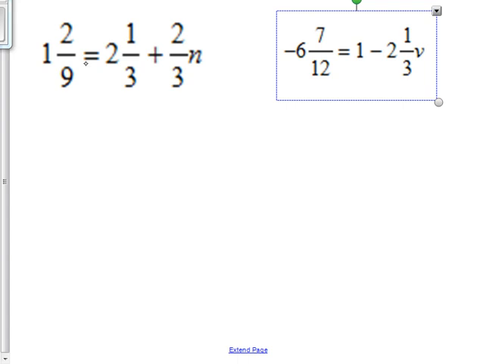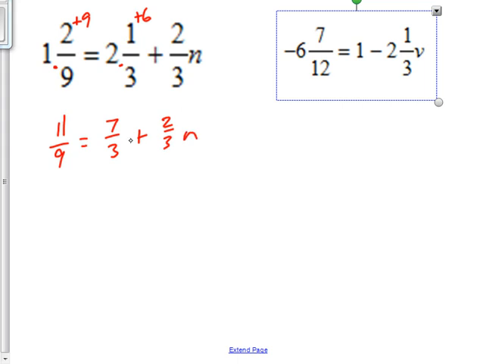Here with the next problem, again, we got a whole lot of mixed numbers here. Let's get those into improper fractions. So 1 times 9, so we have to add 9. 2 times 3, so we're going to have to add 6, and this is just a regular fraction, so we don't have to worry about that one. So let's go here. We get 11 ninths is equal to 7 thirds plus 2 thirds n.